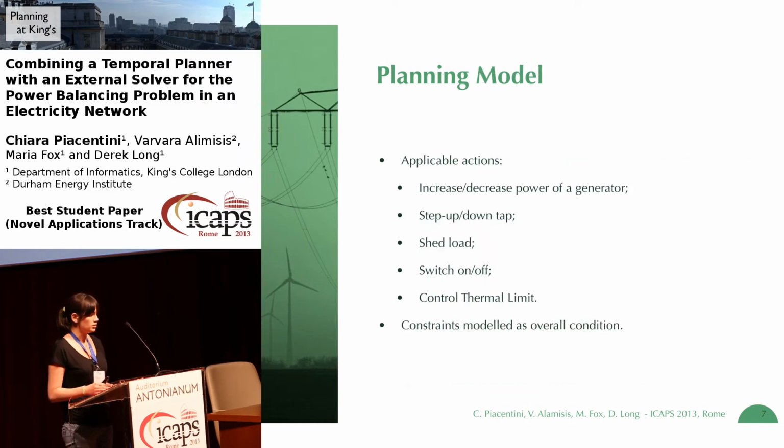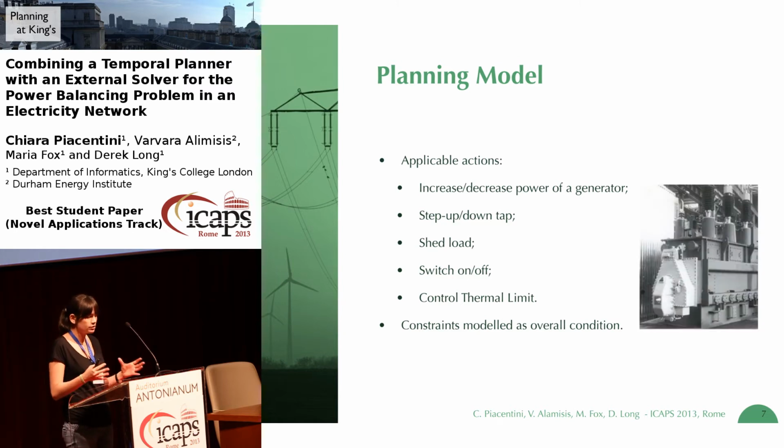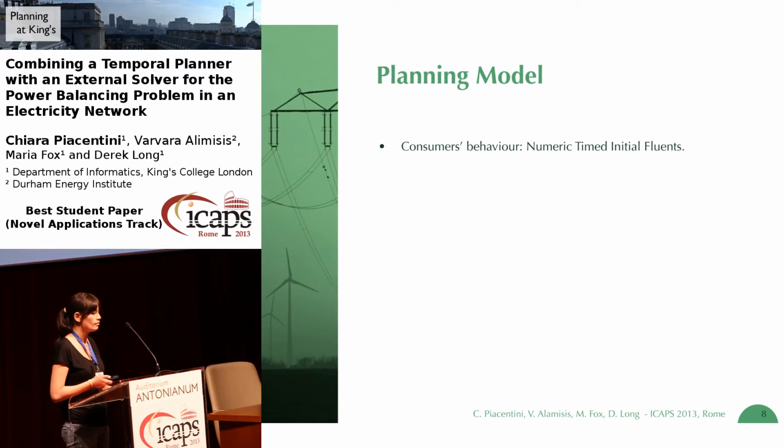In order to model this problem, we need a set of applicable actions. For example, we can increase or decrease the power generated. We can step up or step down the tap of transformers. The taps are pieces of the transformer, and by regulating the level of this tap it is possible to set different output voltages of the current. We can shed loads, and we can turn on or off switches, and so on. In this model, the numeric constraints that we have on the network can be modeled as overall conditions of actions.